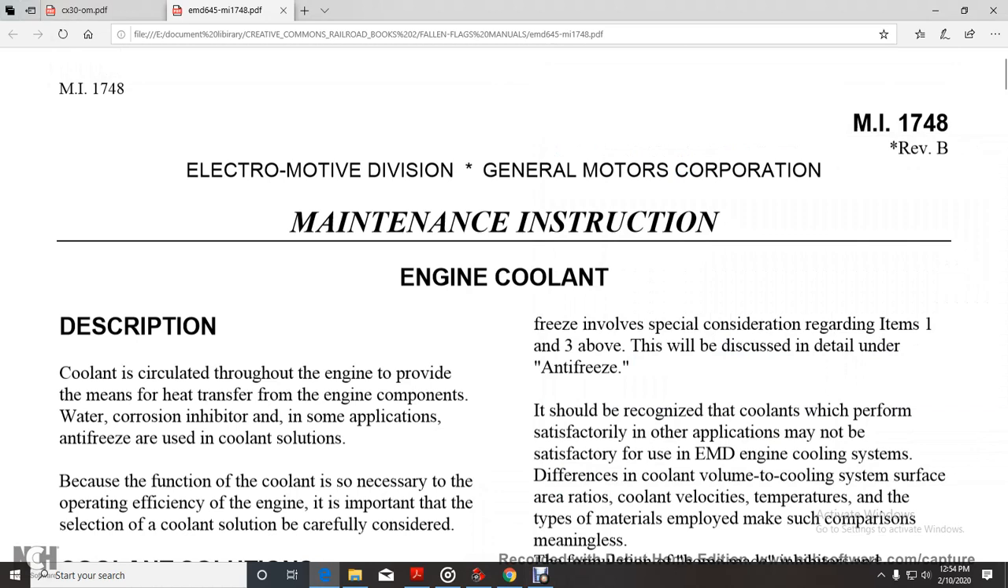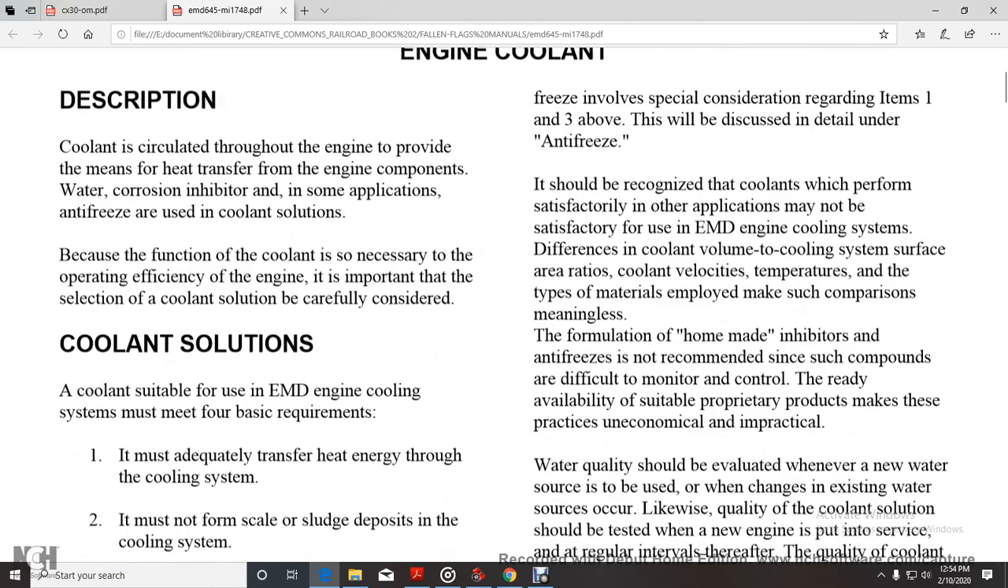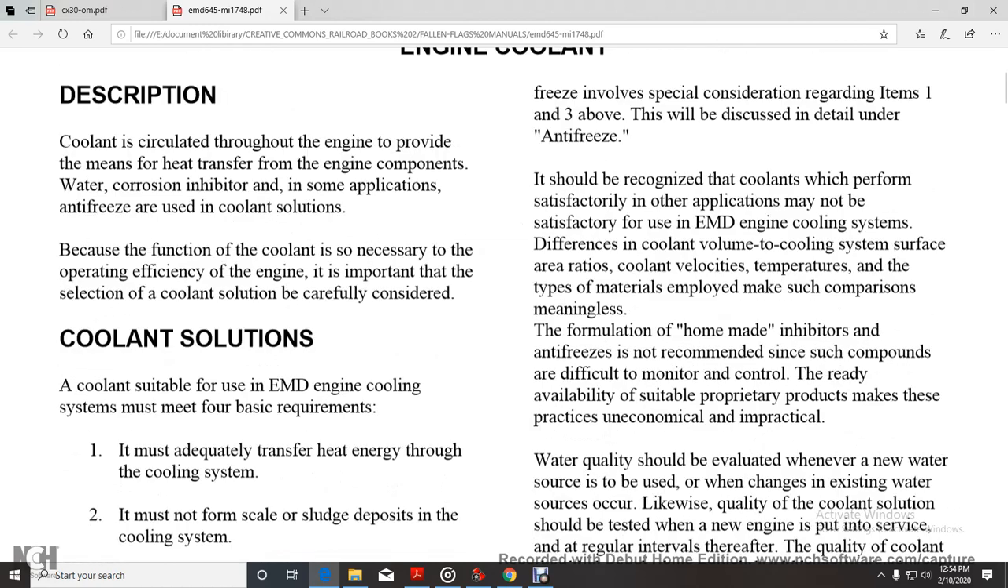Description. Coolant is circulated throughout the engine, providing the means to transfer heat from engine components, with a water corrosion inhibitor in some applications. In some applications, antifreeze is used in the coolant solutions. Because the function of the coolant is necessary for the operating efficiency of the engine, the selection of the coolant solution must be carefully considered.